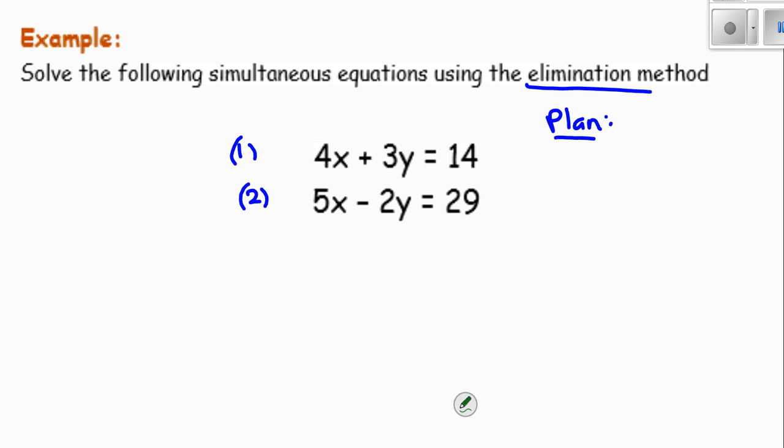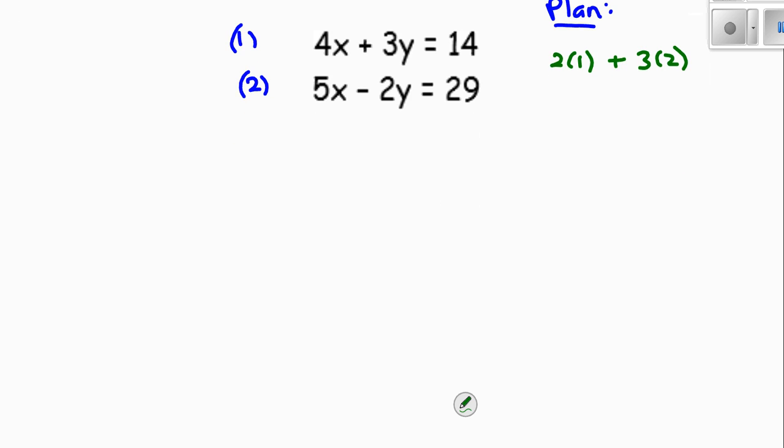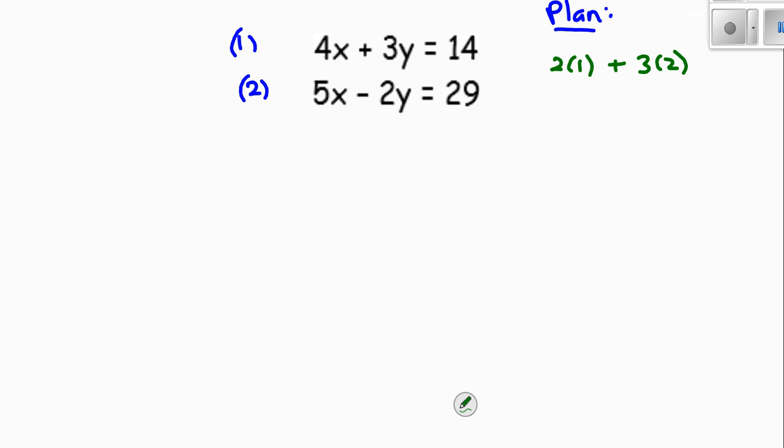So to make them 6, I need to do 2 times equation 1 to make the y's both 6y. And because it's 3y and minus 2y, we'll just need to add, because that will cancel out. That'll make 6y plus negative 6y. So I'm going to times equation 2 by 3. That's a little bit trickier, so you've got to be nice and careful about how you go about things. Let's start to do that over here.